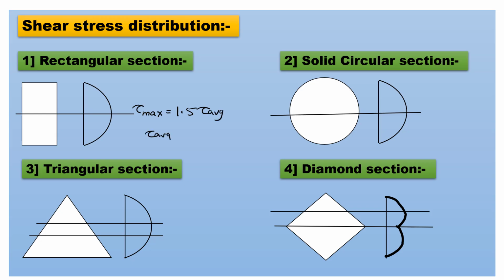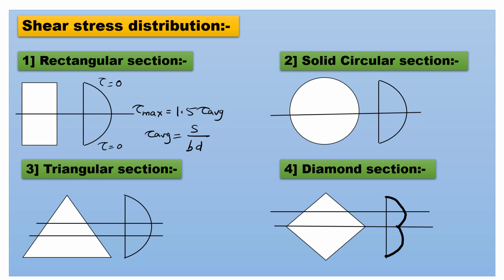Tau average is nothing but S by B D. S is the shear force, and B and D are the dimensions of this rectangular section. So here B D is present in case of rectangular section, but in case of circular section, diameter is present. In case of triangular section, height and base are present, like that. Then next, the shear stress is minimum about its ends, meaning at the last fibers the shear stress is 0.